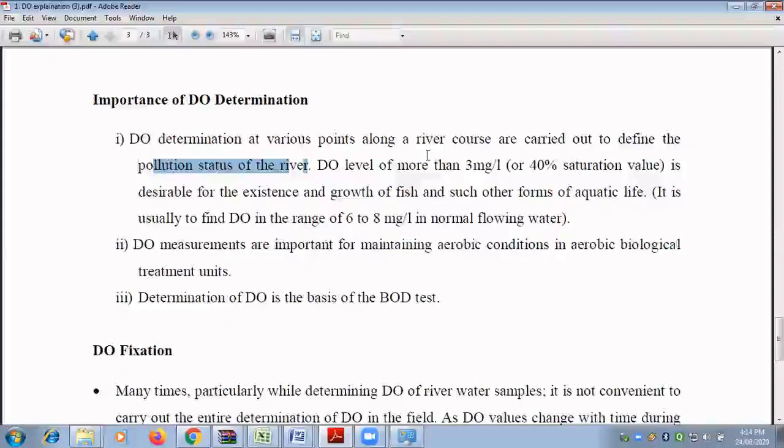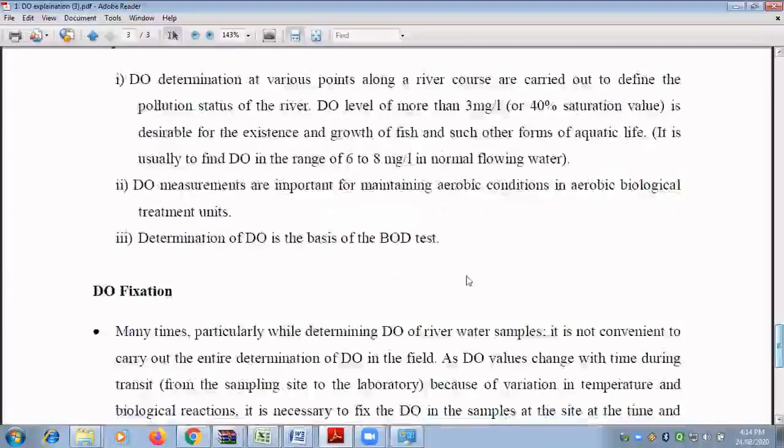A DO level of more than 3 mg per liter, but the actual value is 2 mg per liter, is desirable for the existence and growth of fish and other forms of aquatic life. So usually in normal flowing water in a very clean river, you get a DO of 6 to 8 mg per liter, right? Next, a very important use of DO is for maintaining the aerobic conditions in aerobic biological treatment units.